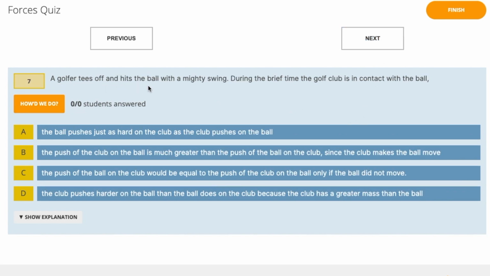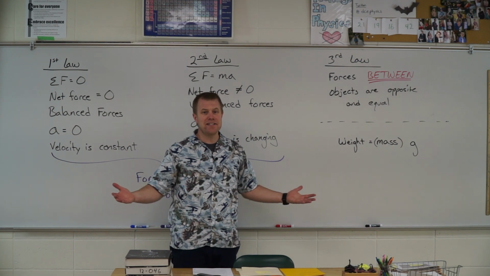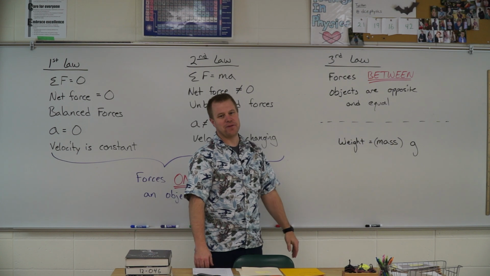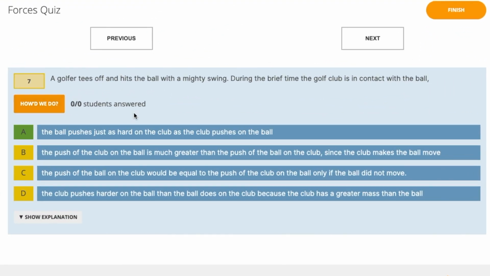A golfer tees off and hits the ball with a mighty swing. During this brief time, the golf club is in contact with the ball. But it's a mighty swing. How could they possibly be equal and opposite? A.